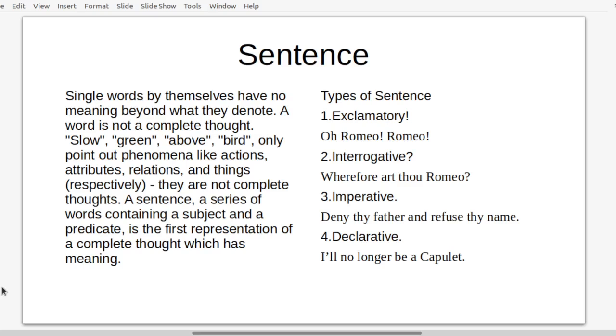I've also included on the side here some famous sentences that go through all of the four different types of sentence that you can have. Acting fanatics will recognize these very, very well. "Oh, Romeo, Romeo," an exclamatory sentence. "Wherefore art thou Romeo?" An interrogative sentence. "Deny thy father and refuse thy name." An imperative sentence. "I'll no longer be a Capulet." Declarative sentence. And I think that is all I have for this.